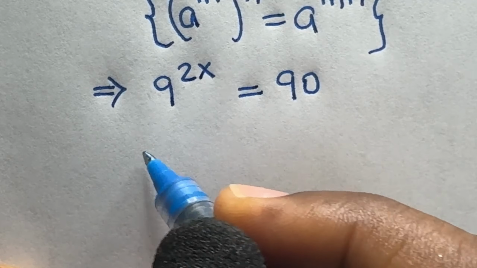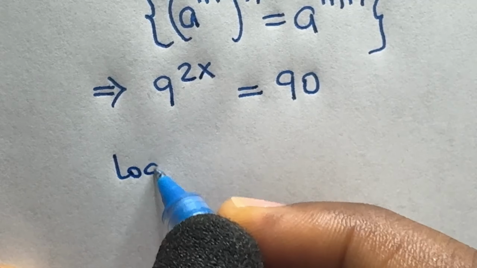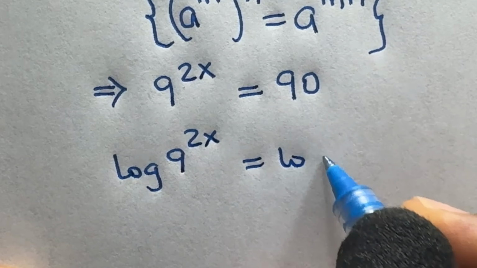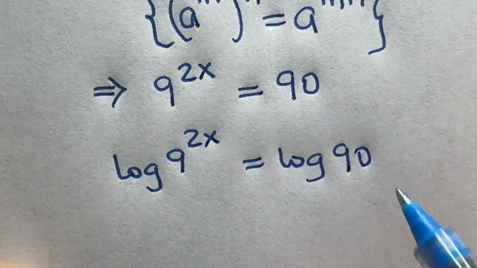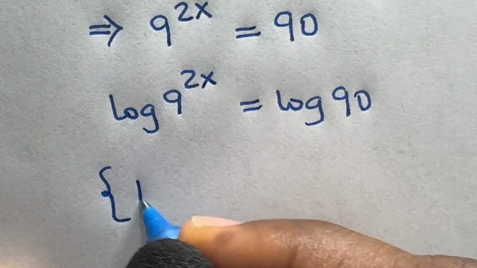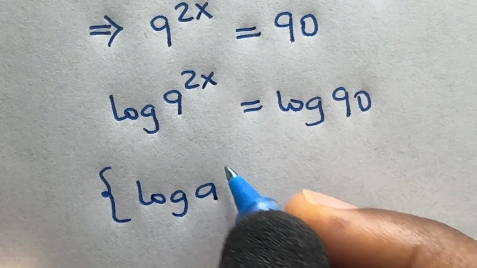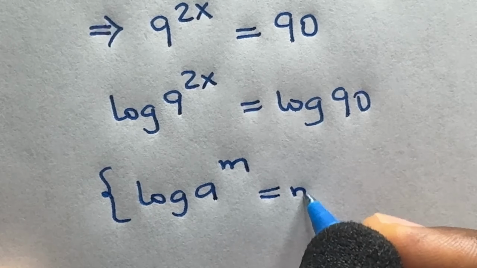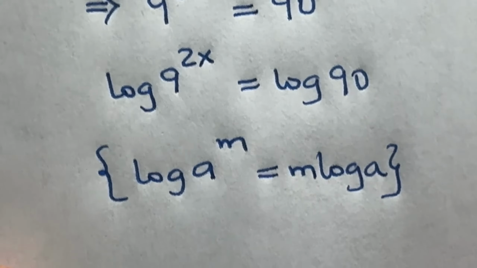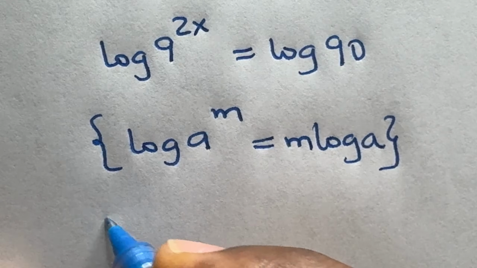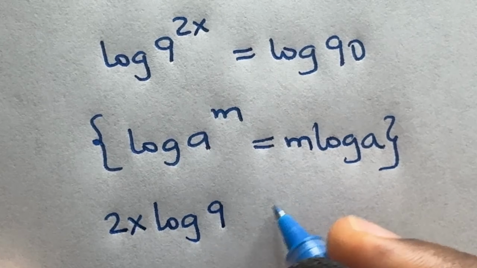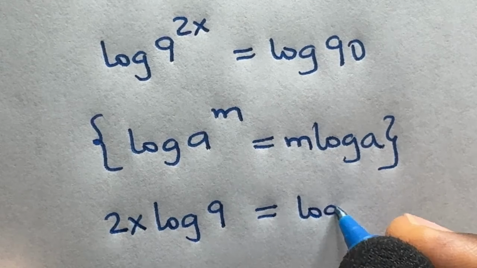I'll take the logarithm of both sides, giving me log 9 raised to power 2x is equal to log 90. And by this rule of logarithm, log a raised to power m is equal to m log a. So this 2x comes here as a pre-multiplier, so 2x times log 9 is equal to log 90.